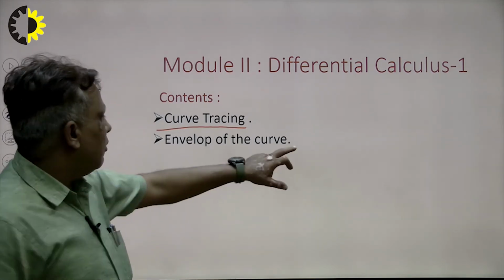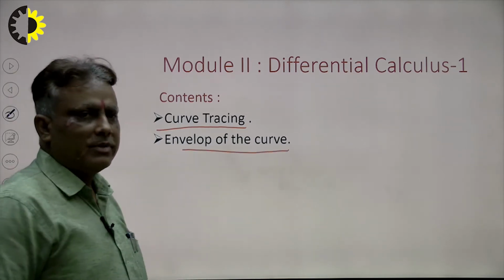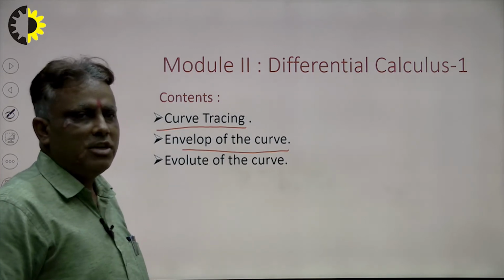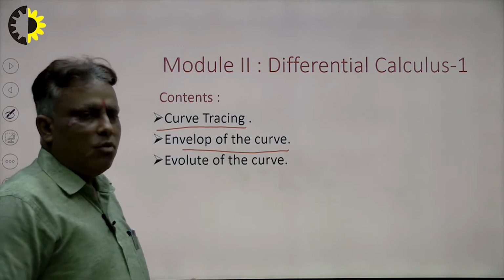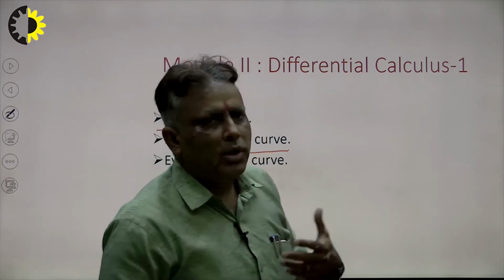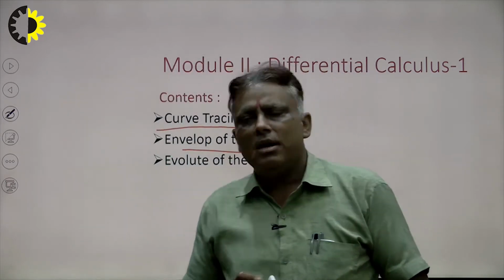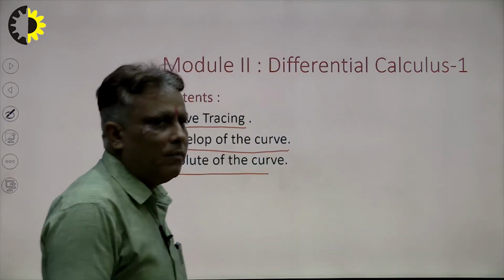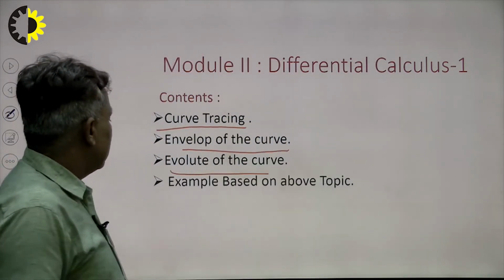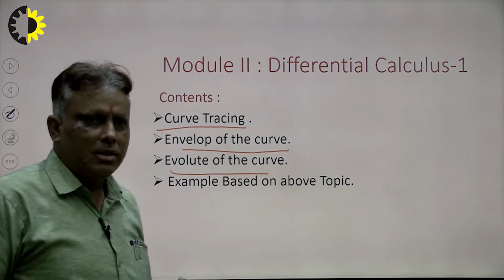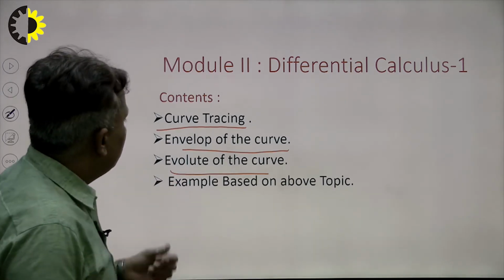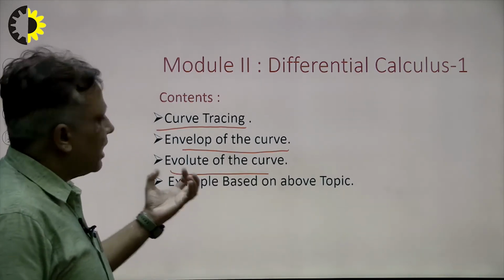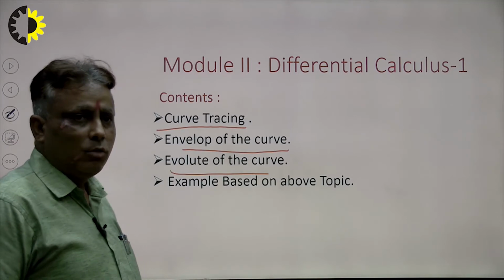Next is the envelope of the curve: how to calculate the envelope of the curve and what is the utilization of the envelope in engineering and technology. Next is the evolute of the curve: what is the role of the evolute and how to calculate the evolute. After this I explain the role of the involute and some other problems based on the above topics. Today's lecture is very interesting due to curve tracing, envelope and evolute, and this is the last lecture of this module, Differential Calculus 1.